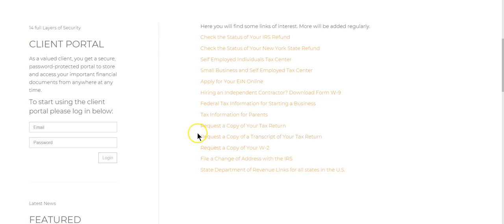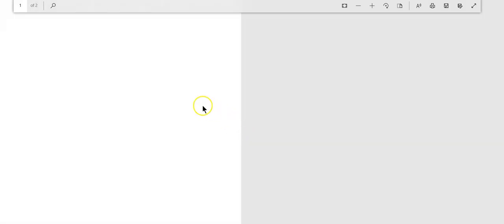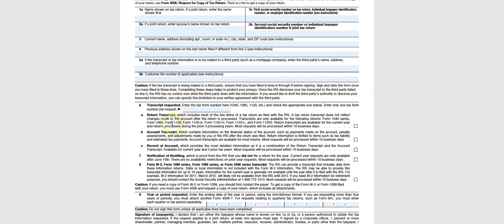I have quite a few things here, but what you'd be looking for if you needed this wage and income transcript, you want to come down here where it says request a copy of a transcript of your tax return. I actually need to edit that, because it's not just the tax return, it's other transcripts that you may need. So let's click that, and it takes you right to the form that you need. It's called request for transcript of tax return. That is the name of the request that you're making, but I just want to show you the section you fill in if all you need is the W-2, and that's right here, section 8.